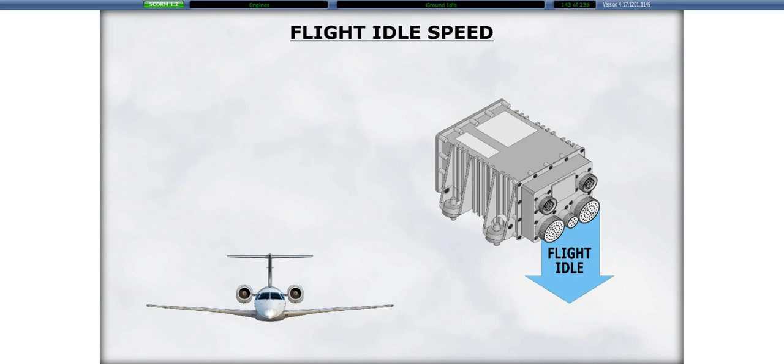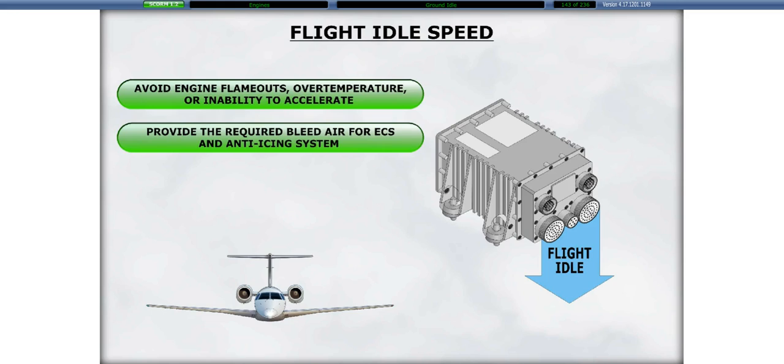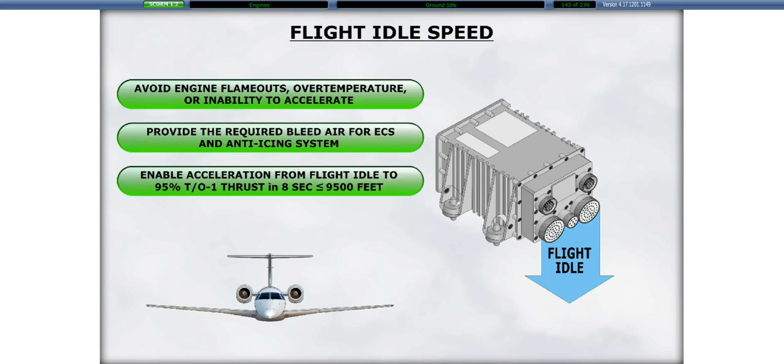The purpose of the flight idle regime is to avoid engine flameouts, overtemperature, or an inability to accelerate, provide the required bleed air for the ECS and the anti-icing system, and enable the engine to accelerate from flight idle to 95% TO1 thrust in 8 seconds at or below 9,500 feet.